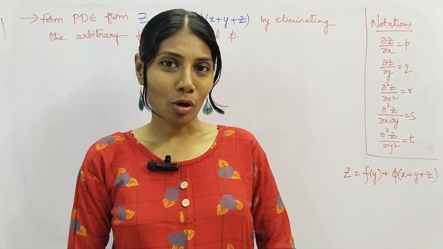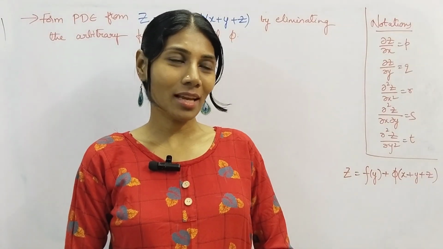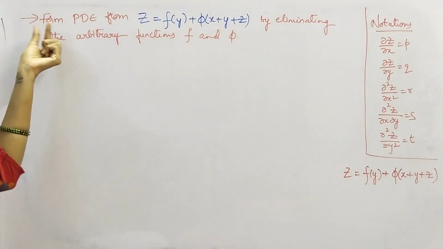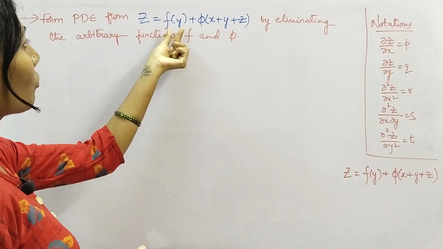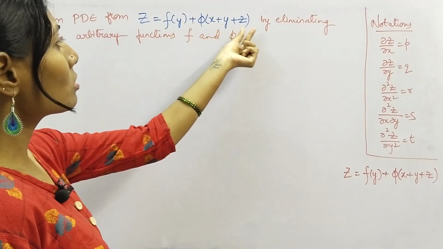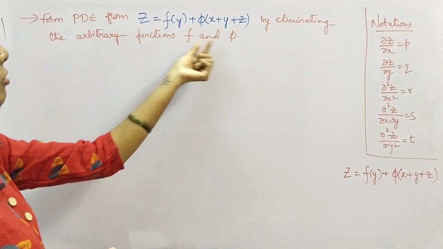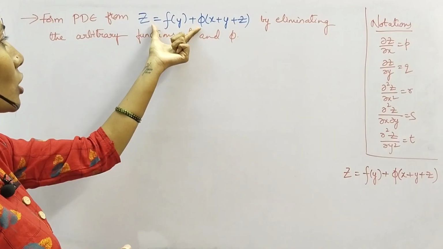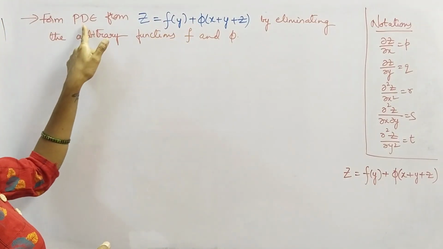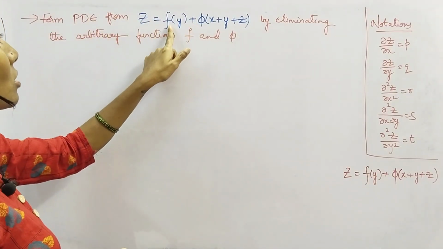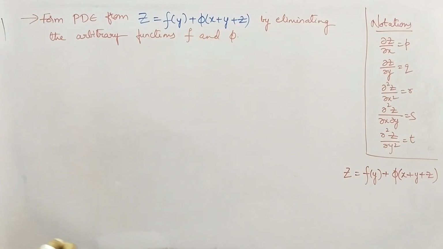In this video, we're going to see a problem from partial differential equation. So let's get going. Problem: form partial differential equation from z equal to f of y plus phi of x plus y plus z by eliminating the arbitrary functions f and phi. We are given a relation and we are asked to form a partial differential equation by eliminating this f and phi, which are arbitrary functions. So let's see.